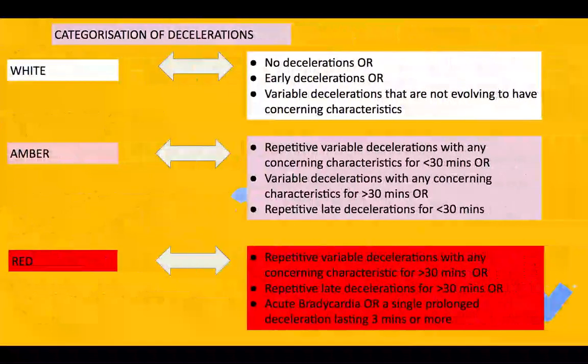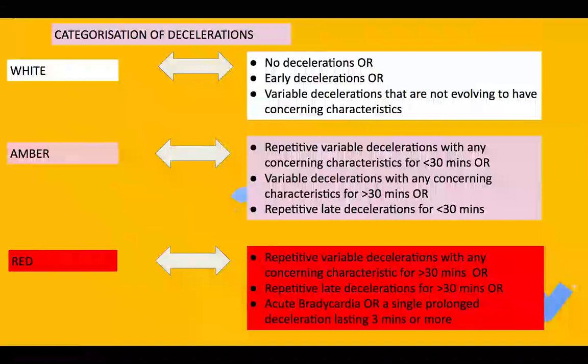Okay, all right. Now, categorization of the decelerations, right? Now, let's see: white, amber, and red. White means no deceleration, or early deceleration. No deceleration is not important. Early deceleration comes in the white. White means you have to ignore everything in the scenario, right? Or variable decelerations that are not evolving to have concerning characteristics.